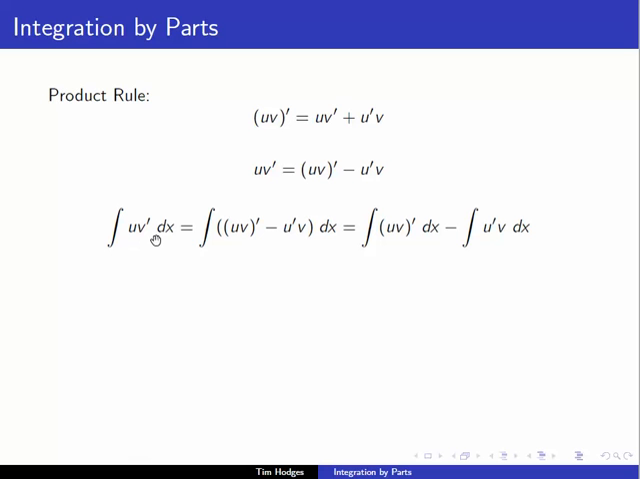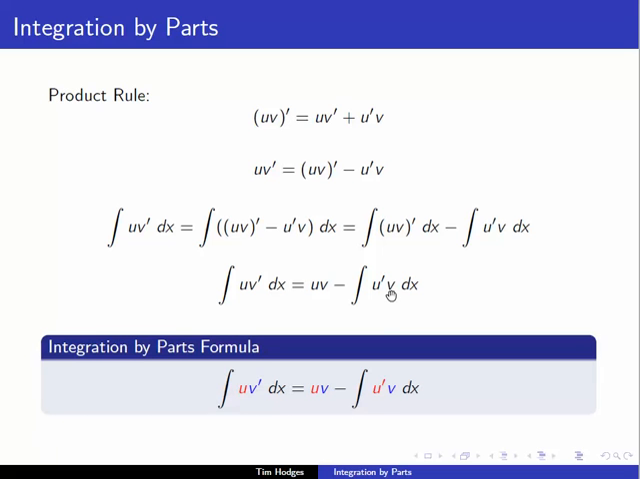So the integral of uv prime dx is the integral of the right-hand side, which is then the integral of this term minus the integral of that term. But this is the antiderivative of the derivative of uv, so this term is just uv. So that gives us this formula, which is the integration by parts formula.